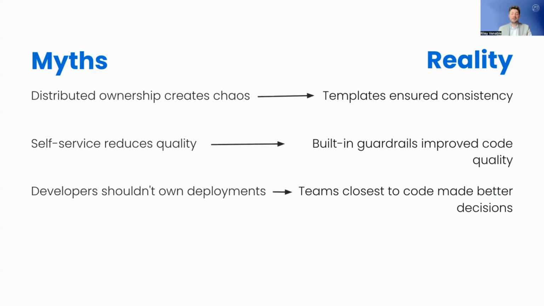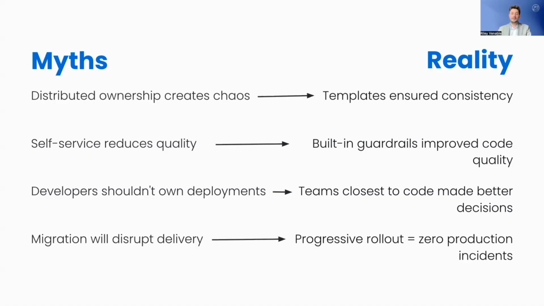Third was that developers shouldn't own deployments. But think about it. Who knows the code better than the people writing it? These developers were already deploying their code locally. They understood the build process and deployment requirements. When issues came up, they could identify and fix them quickly. They optimized build times because they felt the pain of slow builds directly.